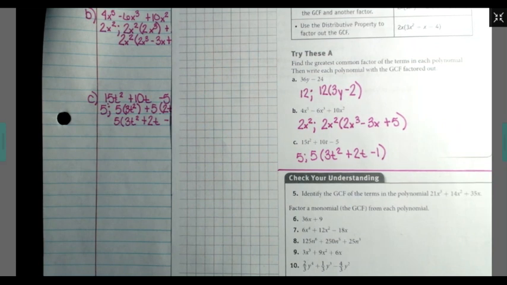Go ahead and get all of your example A copied down. On the next slide, you are going to see your vocab check with matching for this section. Go ahead and take a moment to do that. Good luck.